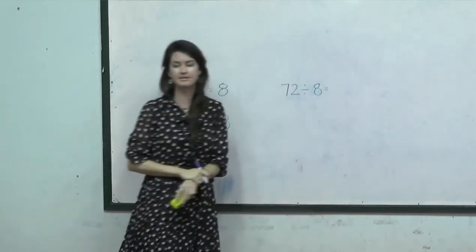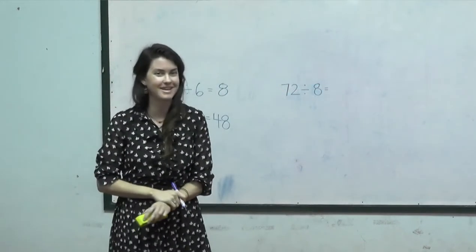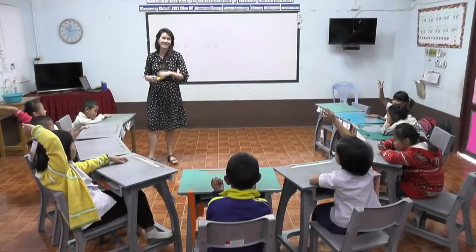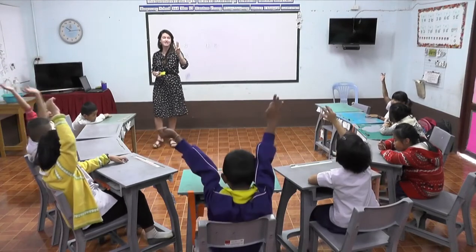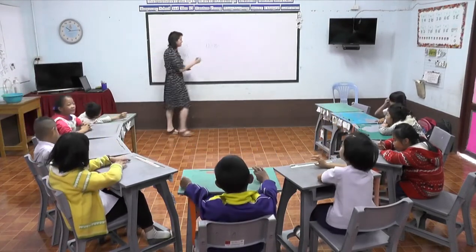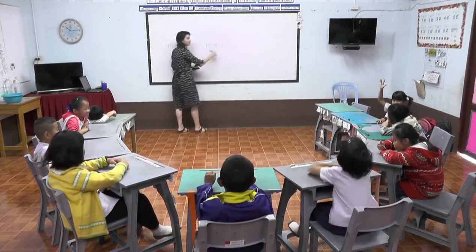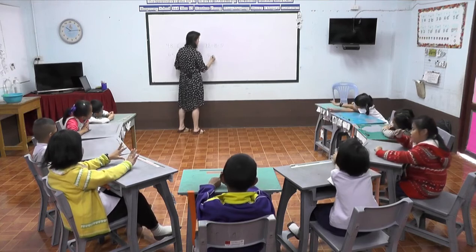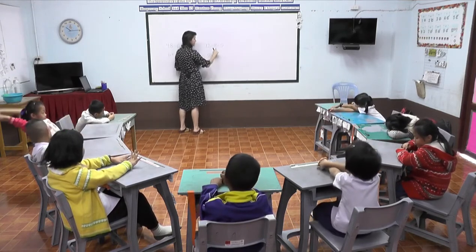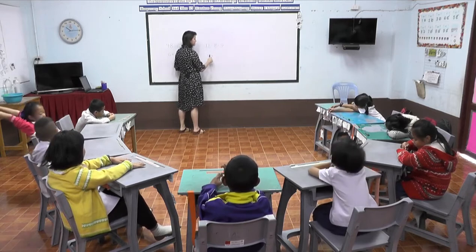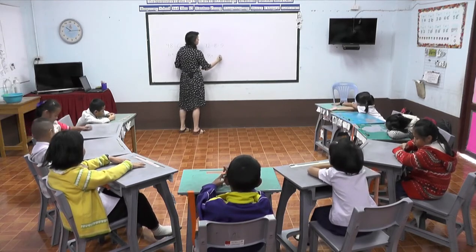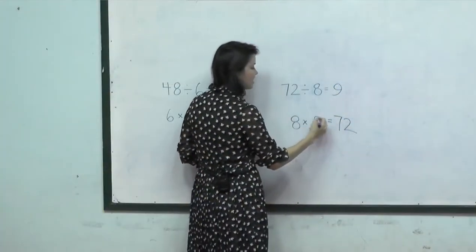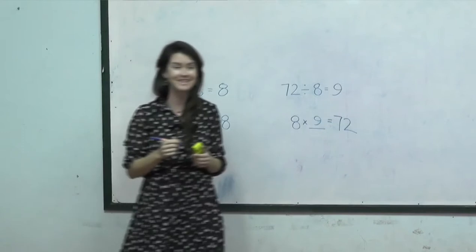72 divided by 8. Think about it for a moment. Okay, 1, 2, 3. 9. Good. And how can we turn this problem into a multiplication problem if we didn't know? Yeah, we would think 8, switch our sign, times, we don't know, equals our biggest number, 72. And we now know it's 9. Good job, friends.